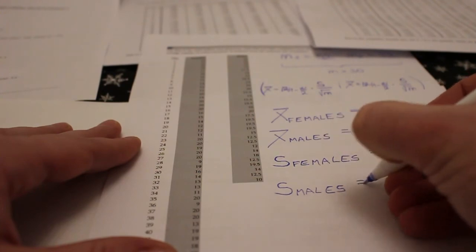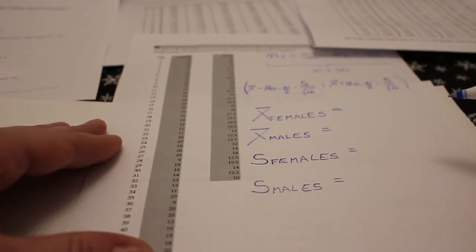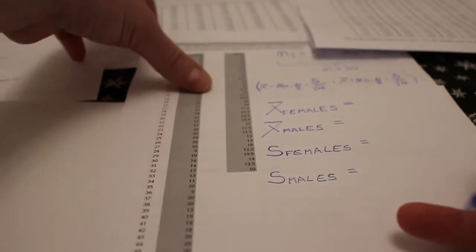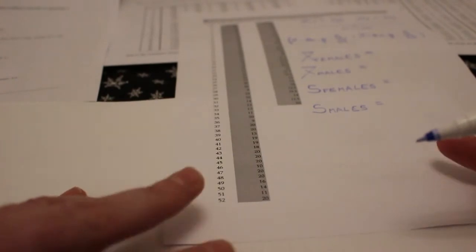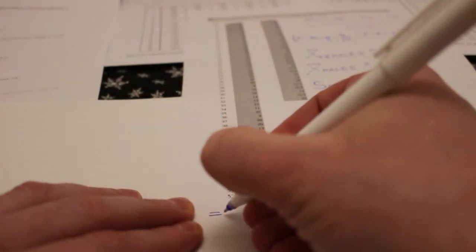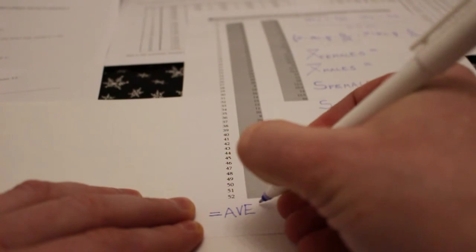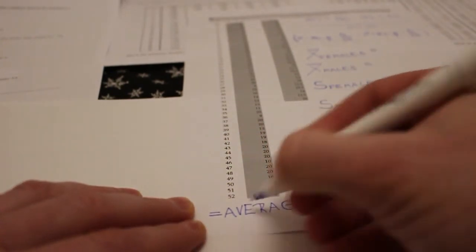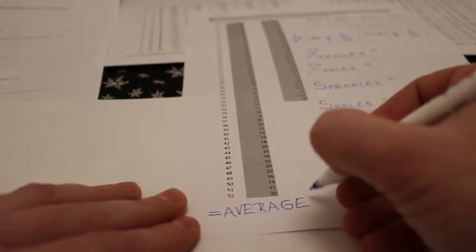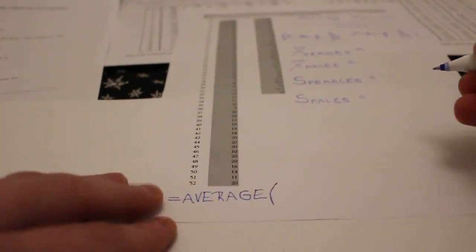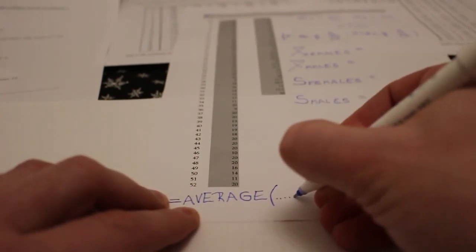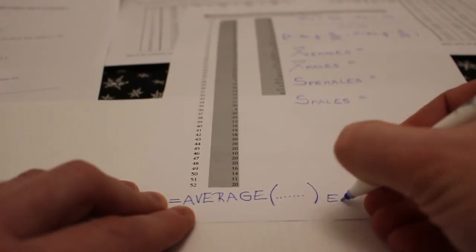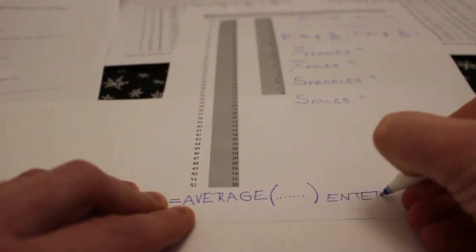You can solve this in Microsoft Excel. The mean will be very easy. You will use the well-known function: equal sign, average. You will open the parentheses, select the data, close the parentheses, and press the Enter button. It will be very easy for you.